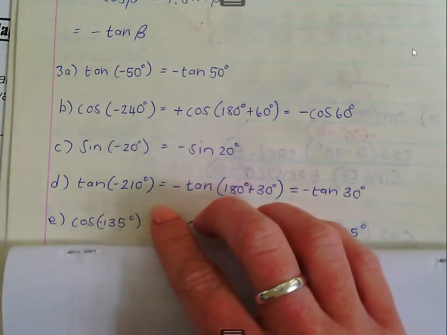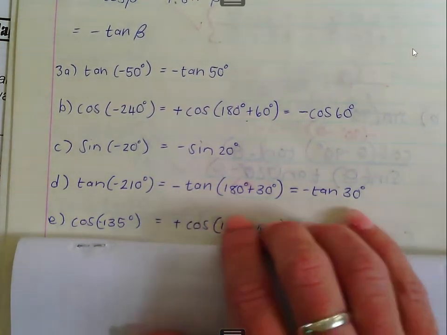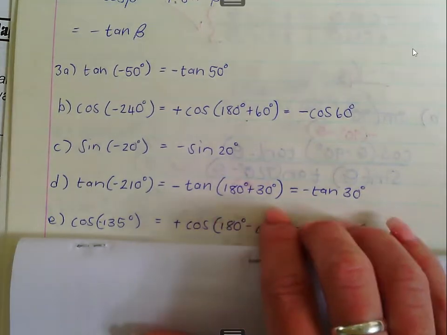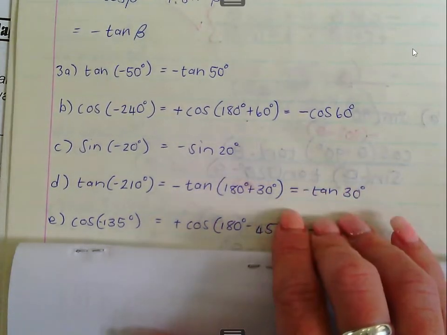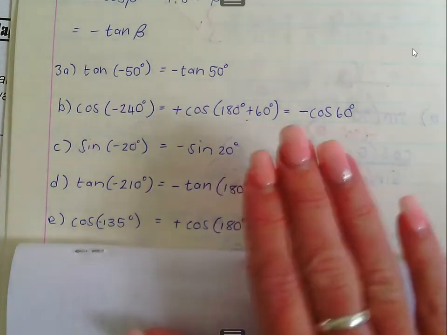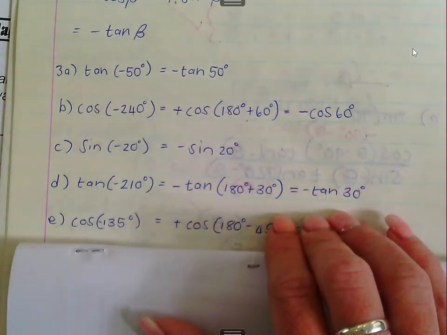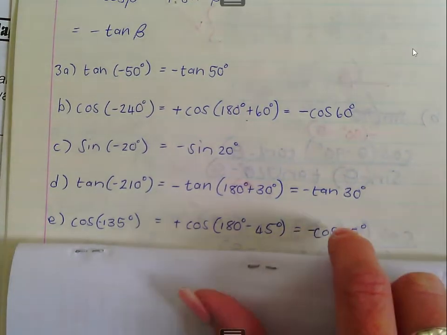Okay, cos of negative 135. Wait. No, that's not what I'm asking. The cos of a negative is positive. Positive cos. And then it's 180 minus 45. If you use 90, you must change cos to sin. In the second quadrant, please just behave. Okay? Cos in the second quadrant is negative. Therefore, it's negative cos 45.